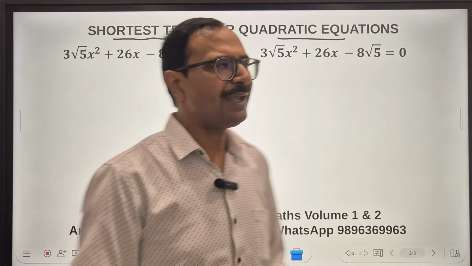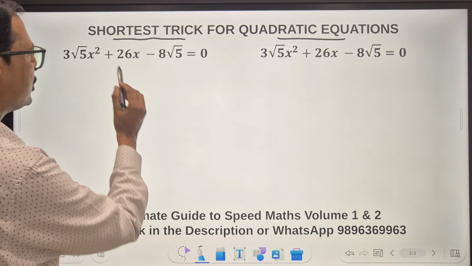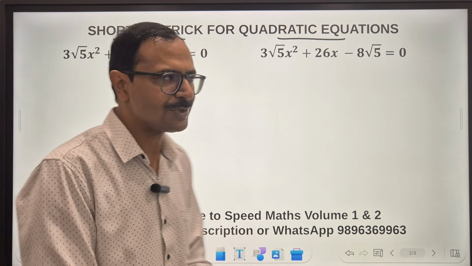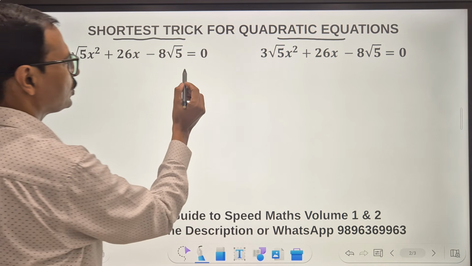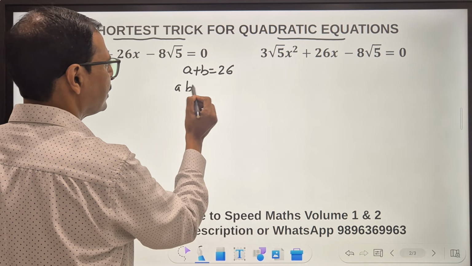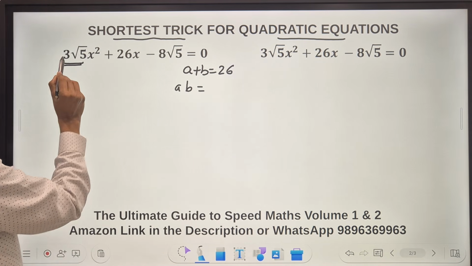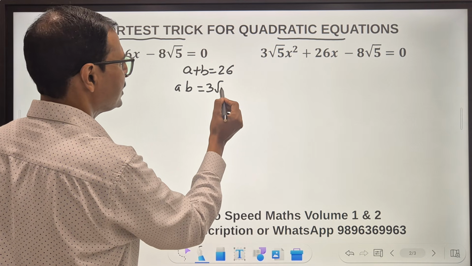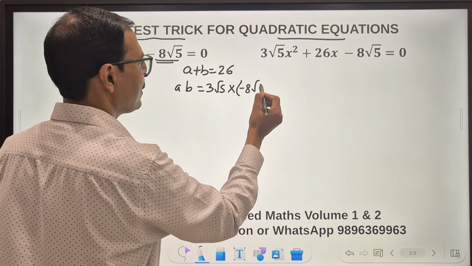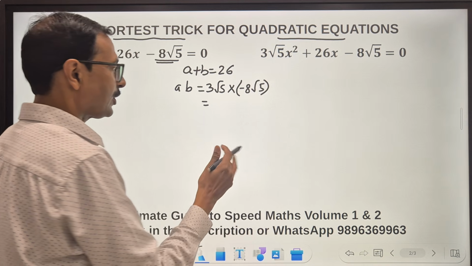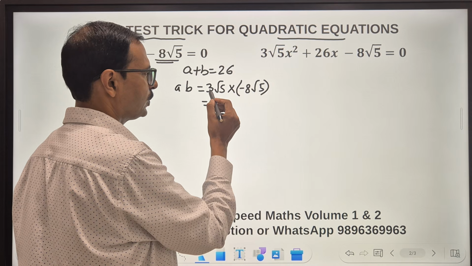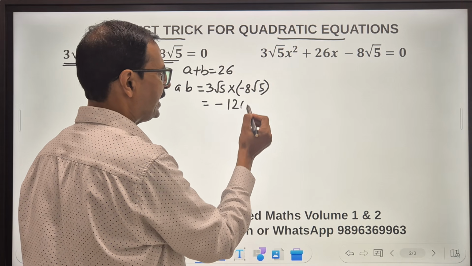So what are we going to do? We have to split the middle term, right? Everybody will tell us, including the teachers who are teaching this amazing chapter of quadratic equations, that the middle term is 26. So you need two numbers A and B whose sum is 26 and whose product is the product of the first coefficient, that is 3 root 5, times the last term, which is minus 8 root 5. And when we multiply this, we are going to get a big number, right? I think the number is 8 3s are 24 and 5 is 120.